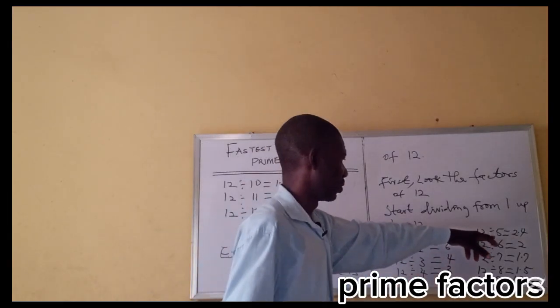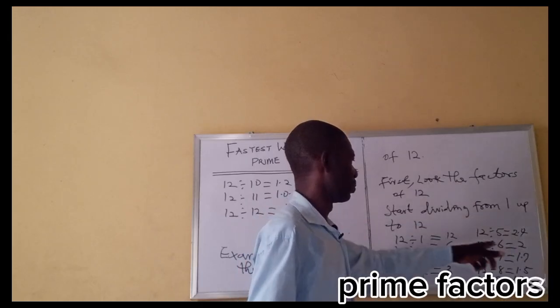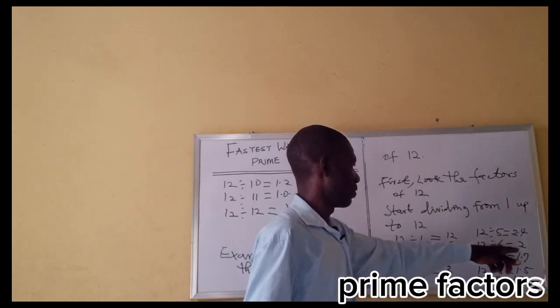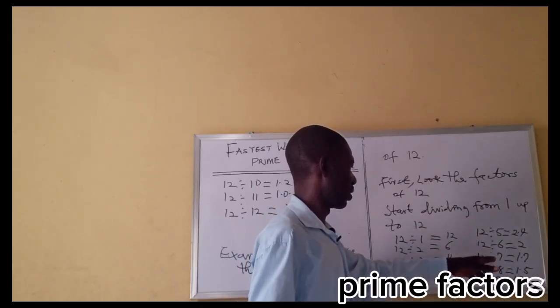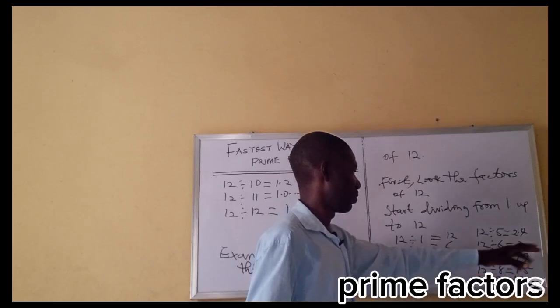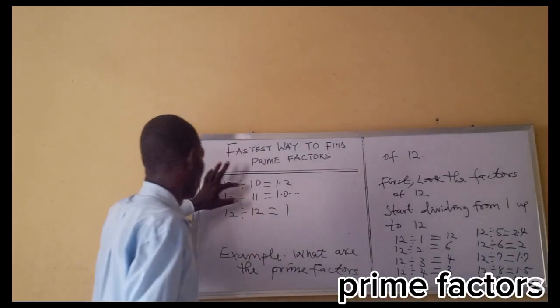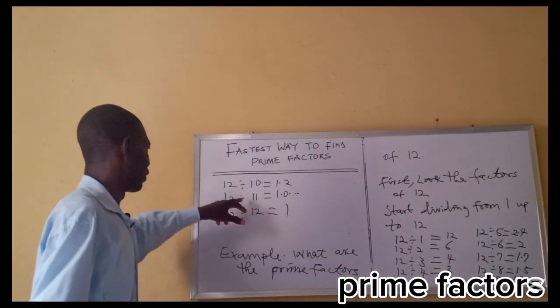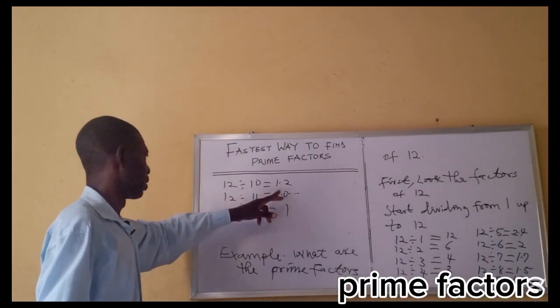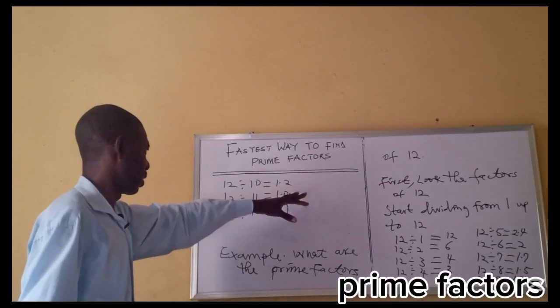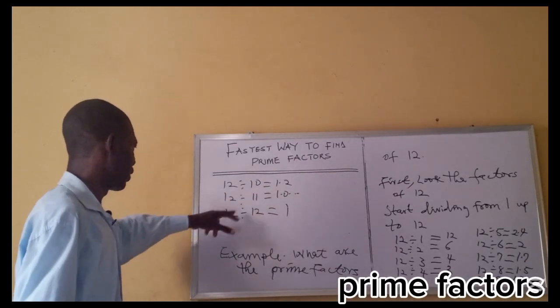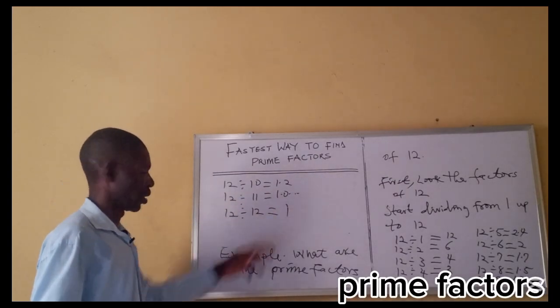12 divided by 5, it gives us 2.4. 12 divided by 6 gives us 2. 12 divided by 7 gives us 1.7 something approximately. 12 divided by 8 gives us this. 12 divided by 9 gives us this. 12 divided by 10, 1.2. 12 divided by 11, 1.0 something. 12 divided by 12, it gives us 1.